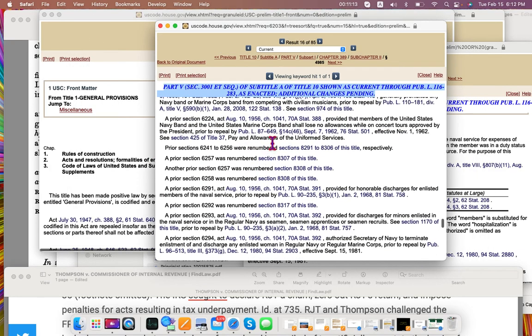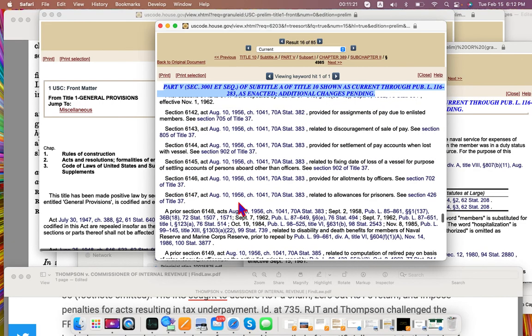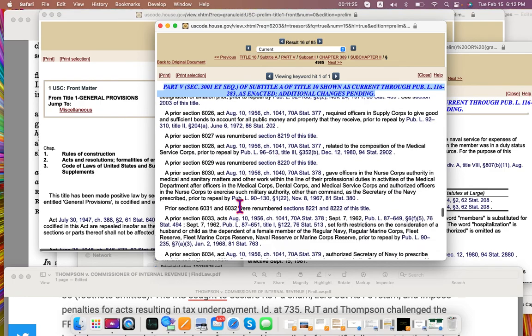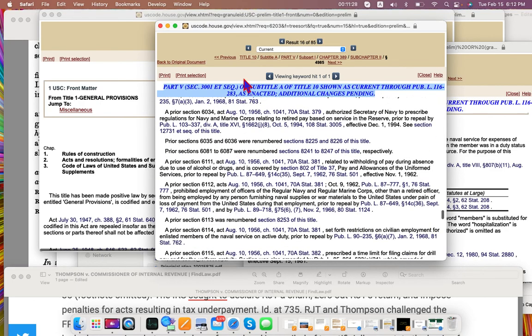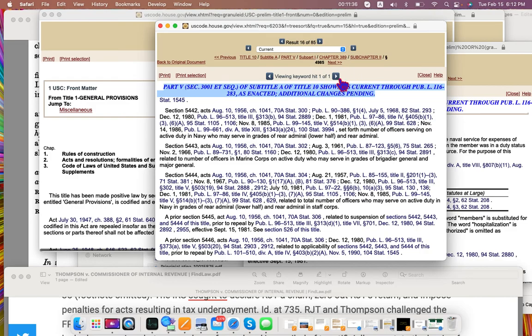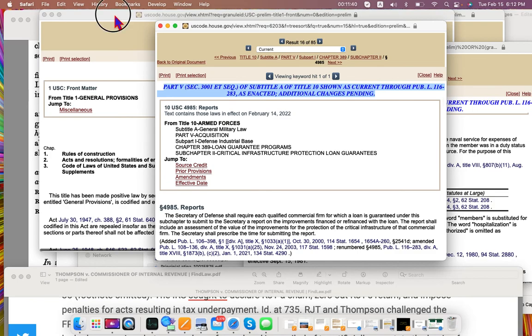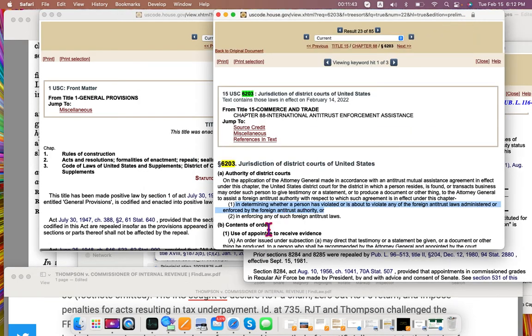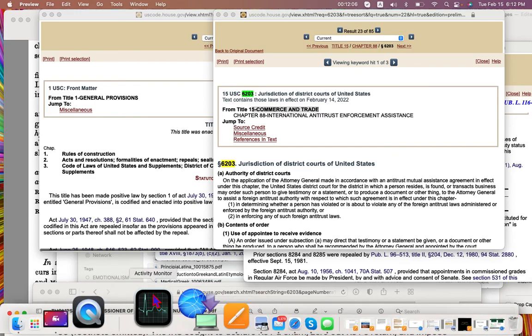So on here, they have 6203 in here. Somewhere in here. Well, I can't find it now. But then we go over here to the other one I found. Let's see. Okay, 6203, Jurisdiction of District Courts of the United States for Title 15. Title 15, Commerce and Trade, is, I don't believe that's a positive law. Let's look and see. So is it a law or not?